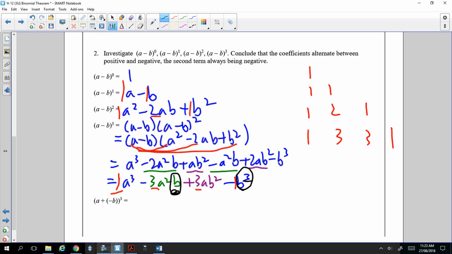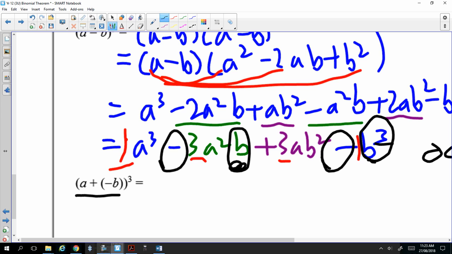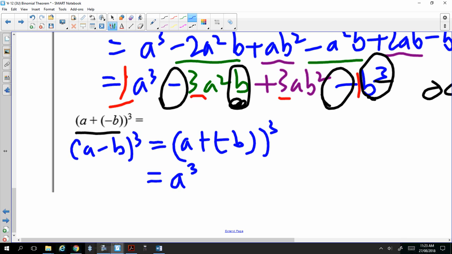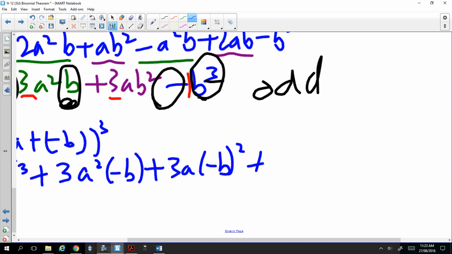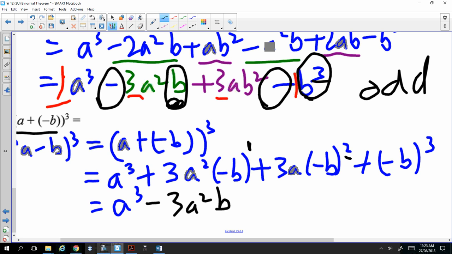Get the idea? That can be explained very easily if I write this as this. You can write a minus b cubed as a plus negative b. So when you expand it, you can write a cubed plus 3a squared negative b plus 3a negative b squared plus negative b cubed. So you can still use the previous formula but replace the b by negative b. That's why every time it's an odd power, you get negative, but when it's an even power, you get positive. And when it's an odd power again, you get negative. So that's how this works.